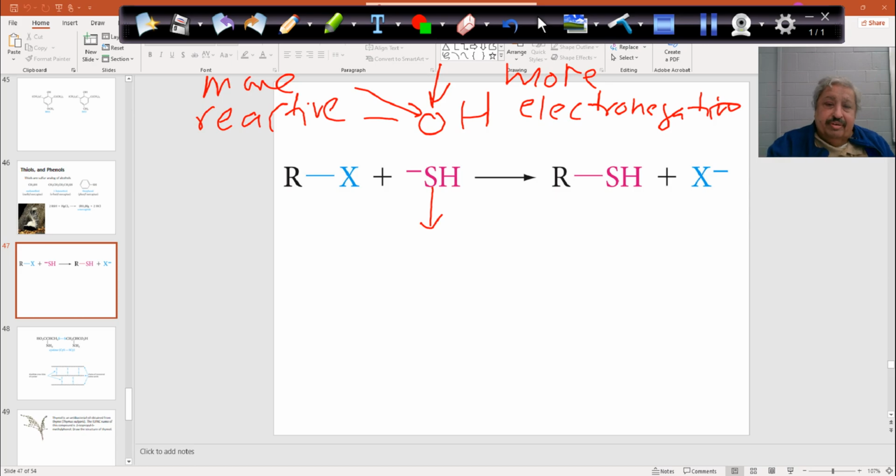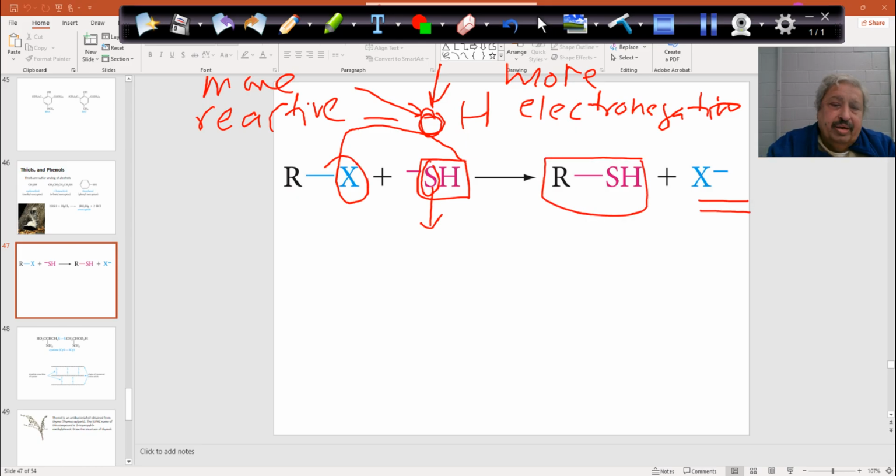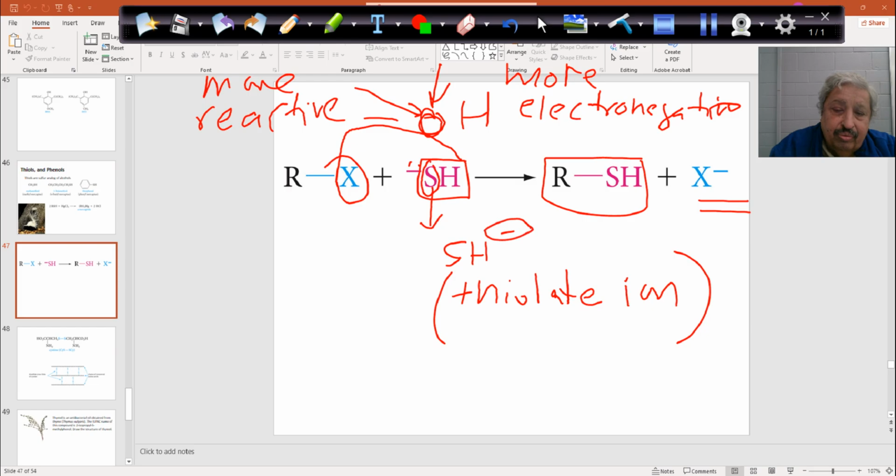So what will happen here, the same thing with oxygen, the same thing with sulfur. S will come here, the whole thiol group will take over the X here, and then the X will be by itself. This is SH minus, correct? So the minus here is thiolate. So this is the thiolate ion. So we have a thiolate ion with the minus that will come and attack the halides.